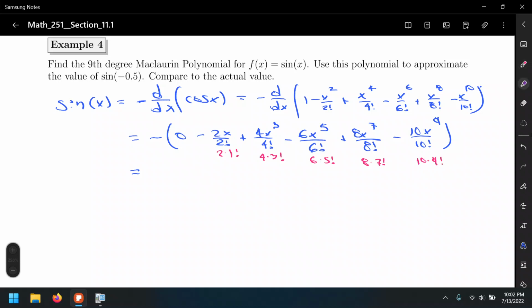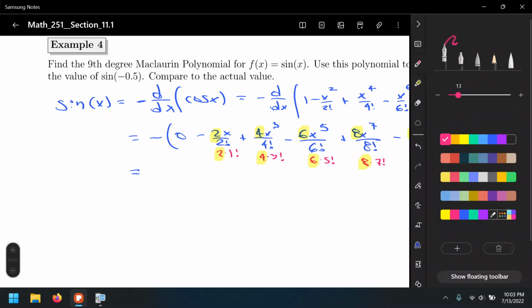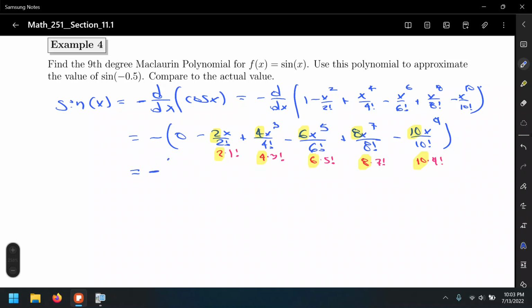So notice right here how these coefficients, the ones I'm highlighting, are going to cancel, simplifying our result a lot better. So this is going to be negative 2 over 2, those cancel, x over 1 factorial, plus x cubed over 3 factorial, minus x to the 5th over 5 factorial, plus x to the 7th over 7 factorial, minus x to the 9th over 9 factorial. And let's use this negative to simplify all this.